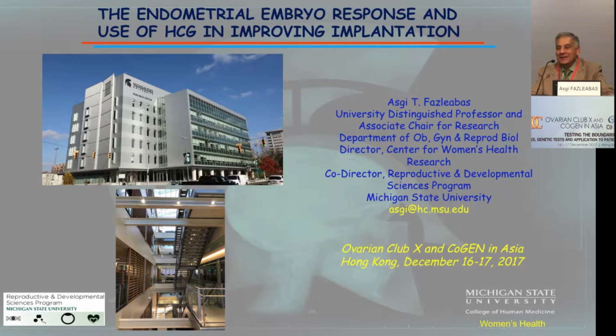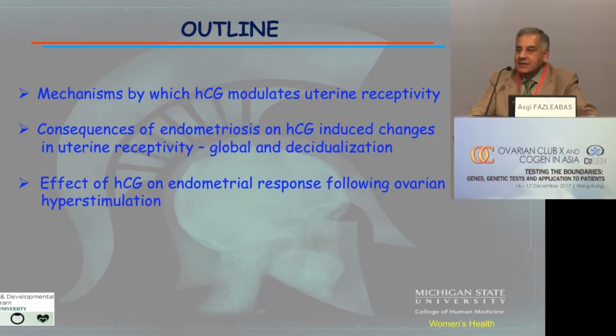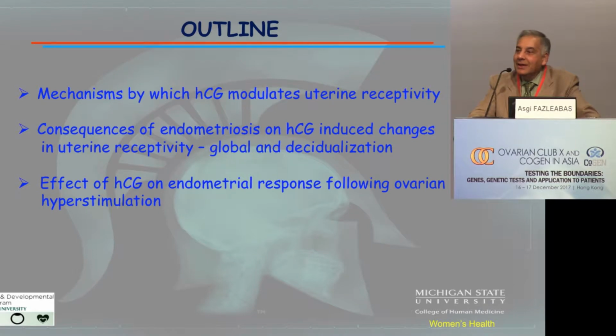I was kind of switching gears a little bit, and just want to talk to you about the work we've been doing on the endometrium. So the outline of my talk is, what I'll do is try to divide my talk into three parts. Talk to you about mechanisms by which we think HCG regulates uterine receptivity, and then just share with you some of the work we've been doing in trying to understand mechanisms by which endometriosis, which is the disease I work on, impacts the uterine receptivity, and also the effect of HCG on the endometrial response as far as it relates to the human situation, and some of the work we've been doing to try to correct endometrial receptivity, as you've heard, some of the issues that we have with assisted reproductive therapies.